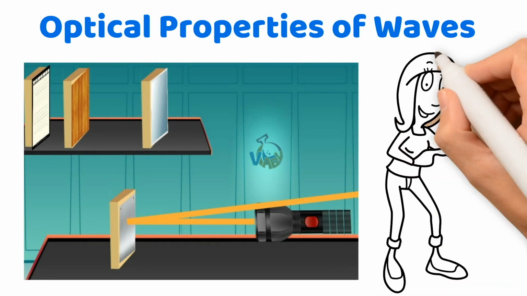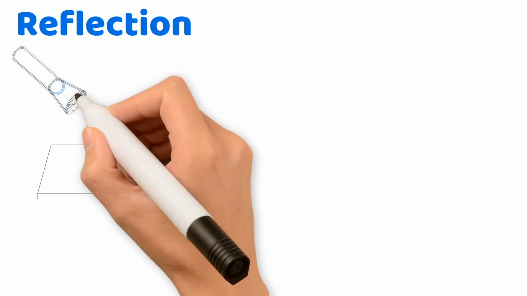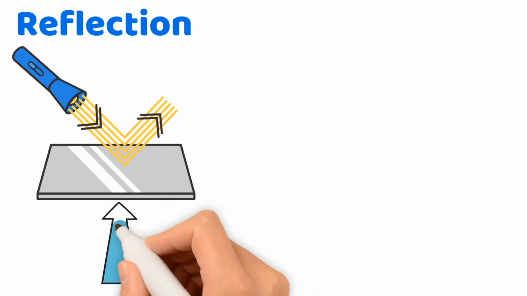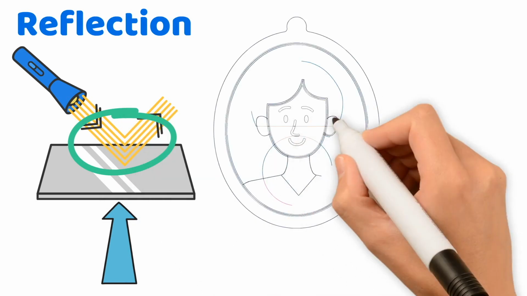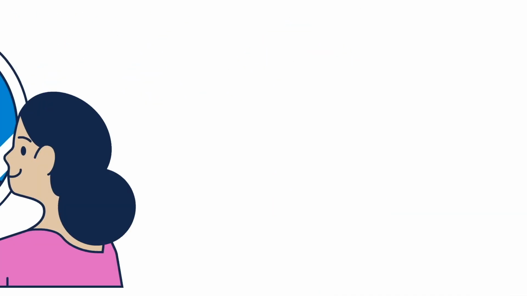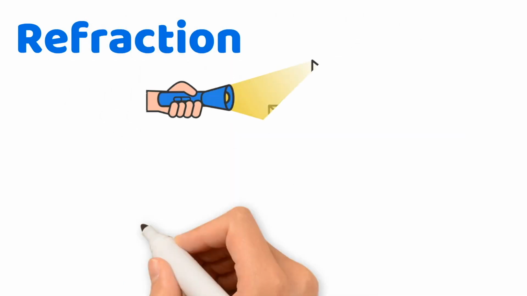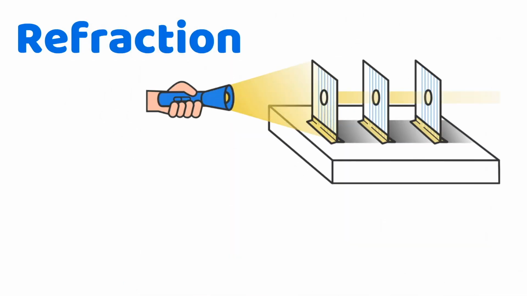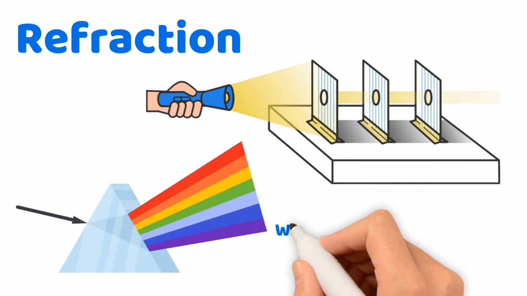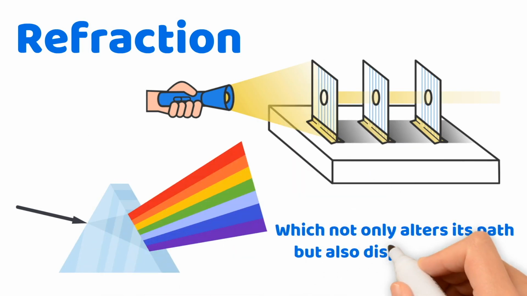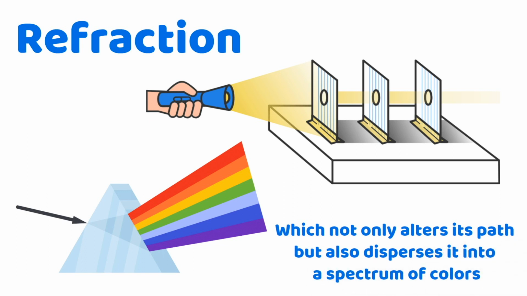Let's explore two fundamental phenomena. Reflection. This occurs when light bounces off a surface, such as a mirror, without altering its intrinsic properties but changing its direction. This principle is why you can see your reflection in a mirror. Refraction. This is the bending of light as it passes from one medium to another, changing speed and direction. A common example is the bending of light through a prism, which not only alters its path, but also disperses it into a spectrum of colors.